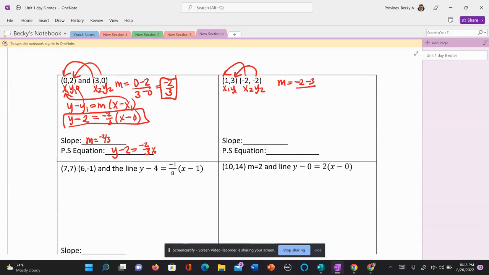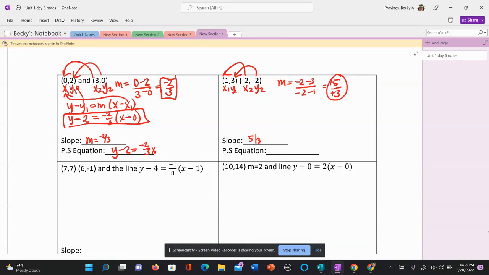So negative 2 minus 3, negative 2 minus 1. When I subtract on my numerator, I get negative 5. And across the bottom, my denominator, I get negative 3. But a negative over a negative is a positive.